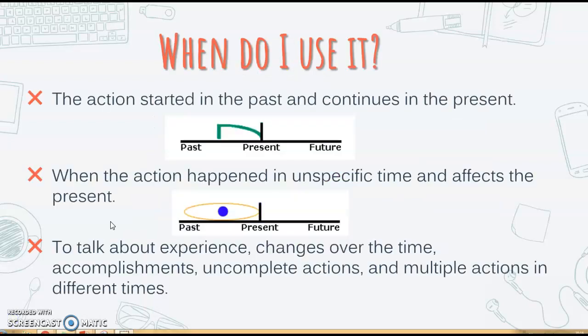Okay, let's see when do we use present perfect. We use it when the action starts in the past and continues in the present. Like in the figure you can see it. So, it starts in the past and today is still happening. Okay? Or when the action happened at a specific time and it affects our present. So here, somewhere in the past it happened and it affects a bit our present. Also, we use it to talk about our experience, changes over time, accomplishments, incomplete actions, or multiple actions at different times.